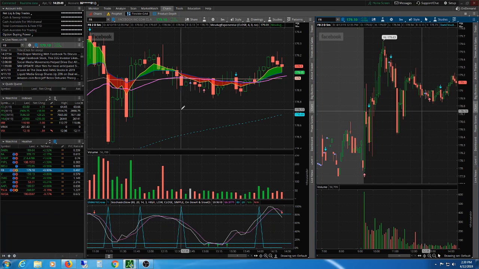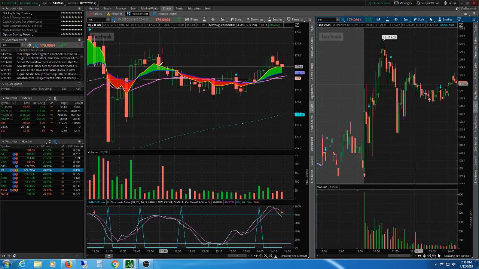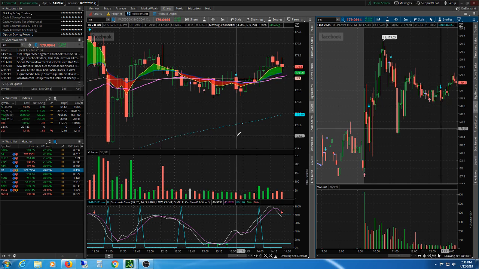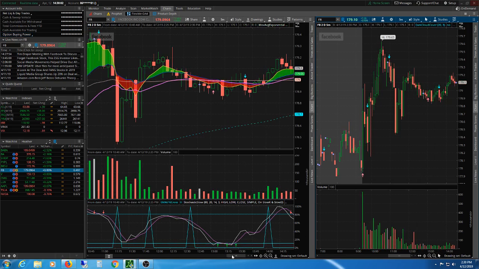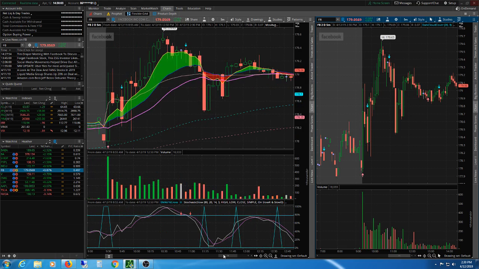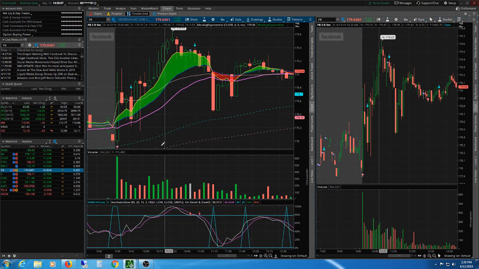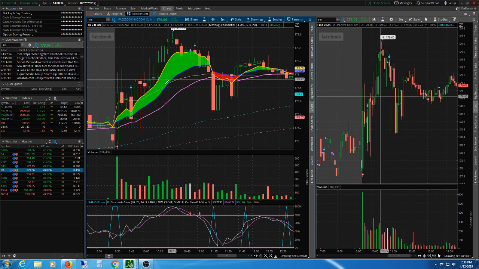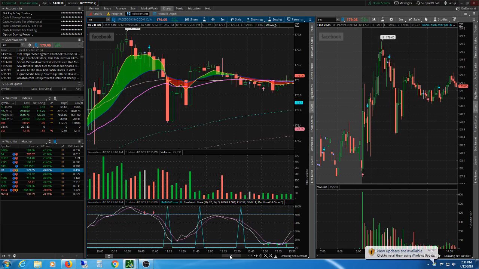This is Facebook. I changed my EMAs to 6 and 16 from 3 and 10. The 3 was just a little bit too tight of an EMA, just too much movement. I also added a shaded area. When it's green, that means the 6 is above the 16. When it's red, the 6 is below the 16.